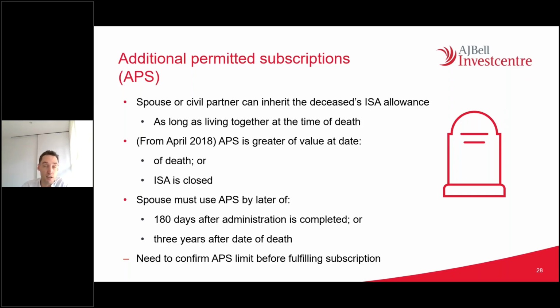So within an ISA, if the investments continue to grow following the date of death of the member while the estate's being completed, you can use that value as the APS value. Once the APS has been confirmed, it must be used 180 days after the administration is complete or 3 years after the date of death, whichever's later of those two. So it's 3 years from death or 180 days after the administration. If it's quite a complex estate that might take a number of years, that might be the value you can use for the APS.